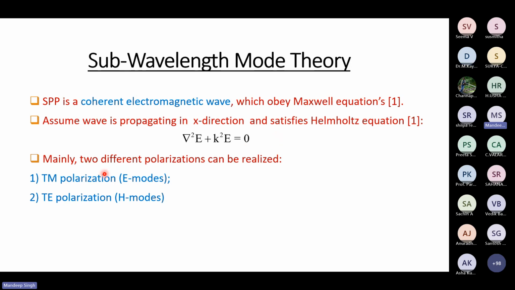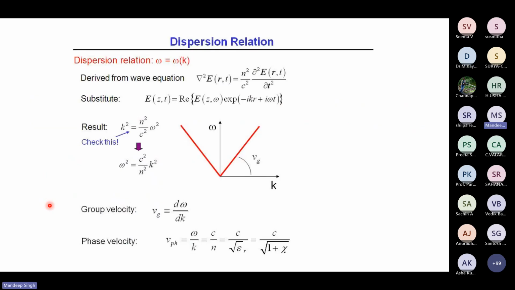And next, as I told, two polarizations can propagate in a rectangular waveguide. If you are using the dielectric, both polarizations are possible, TM polarization or TE polarization. Next is the most important relation, the dispersion relation, and this will give you some knowledge about the group velocity and the phase velocity in your sensor, a nanostructure.